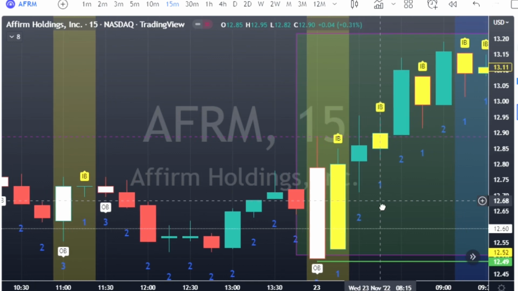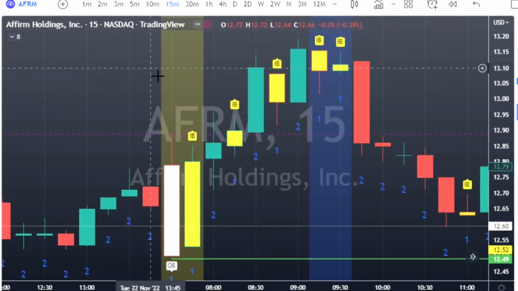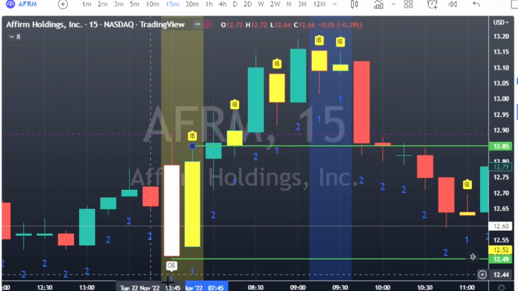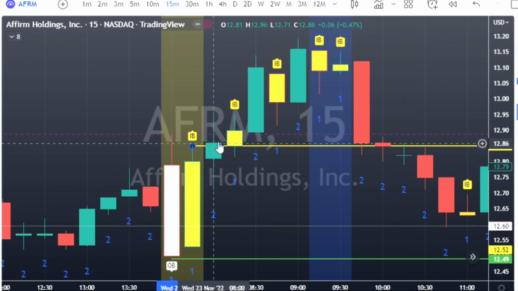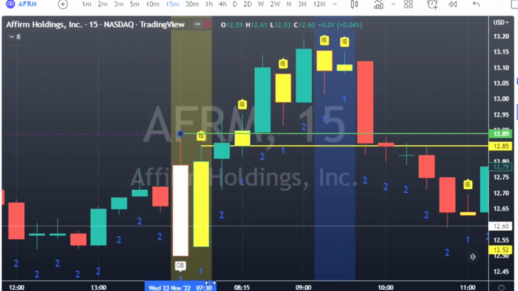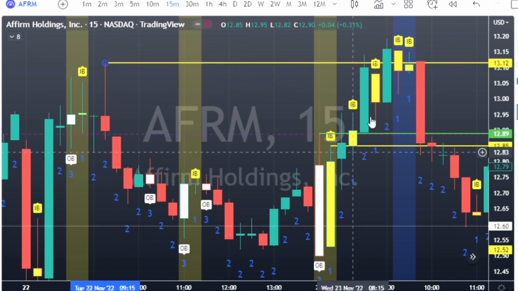Here's another one on AFRM, and this is a fantastic little setup here. And we look, here's that inside bar, that 1 bar that I was talking about. And there's our trigger point, okay? So this candle breaks through that trigger, and then we can just mark out our targets, okay? There's a target. It hit. And we go back in time to look at the next high of the preceding candle. There's another one. That target was hit.